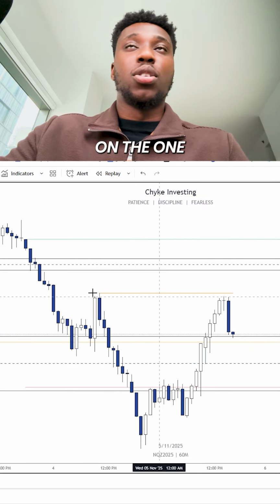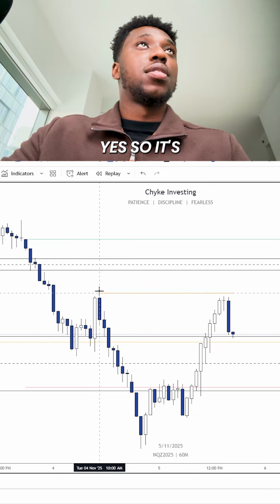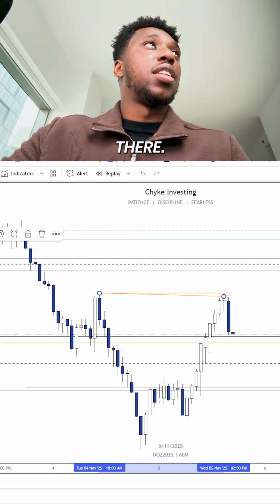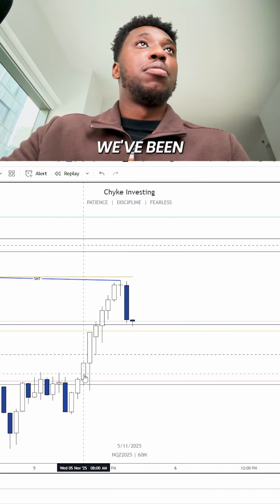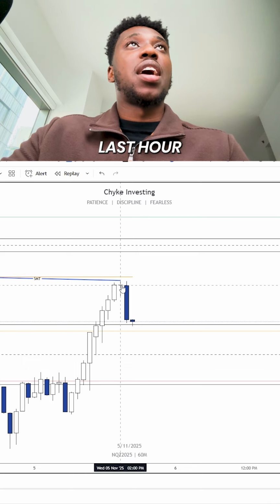Same thing you can see here on the 1 hour. That same SMT right here versus NQ and ES. So let's just mark SMT right there. Another thing that you can also see is that we've been rising pretty much all day throughout AM and PM. And what can happen in the last hour of the trading day?